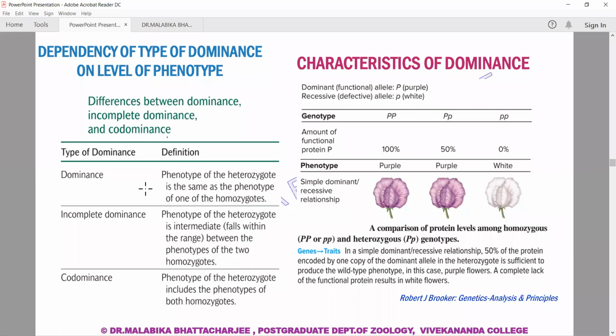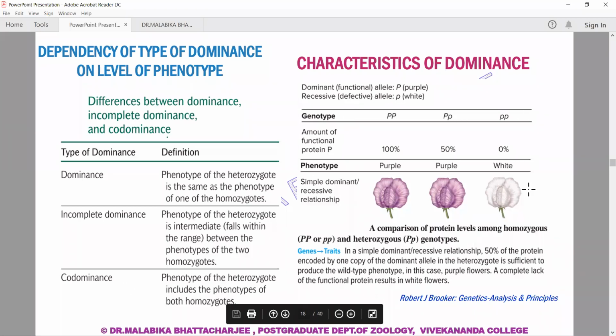As you can see, I've written the three definitions. Dominance can be defined as the phenotype of the heterozygote being the same as the phenotype of one of the homozygotes. Incomplete dominance is where the phenotype of the heterozygote falls within a range between the dominant plant and the recessive plant. And coming to the concept of codominance, I'll come to that in the next slide, but before that I want to show you something here.